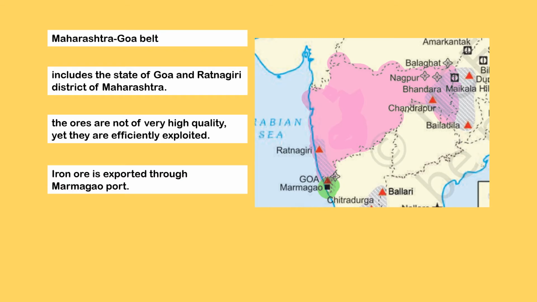Maharashtra-Goa belt. It includes the state of Goa and Ratnagiri district of Maharashtra. Here Goa is in green, and the rest in pink is Maharashtra. The ores are not of very high quality, yet they are efficiently exploited. We have been using them. Iron ore is exported through Marmagao port. These are MCQ questions: which port are they exported from? So please don't leave anything. MCQs can come and you will get confused, so better you write and practice.